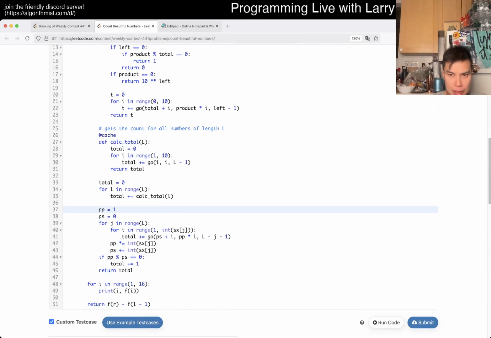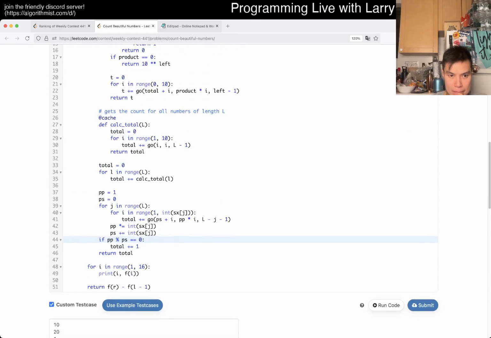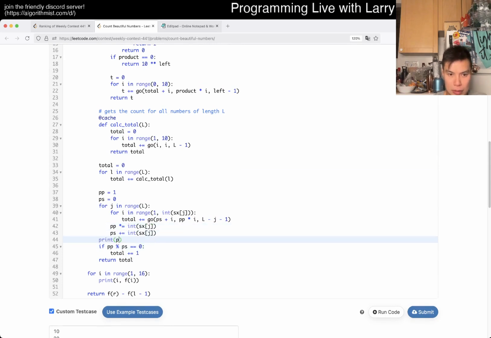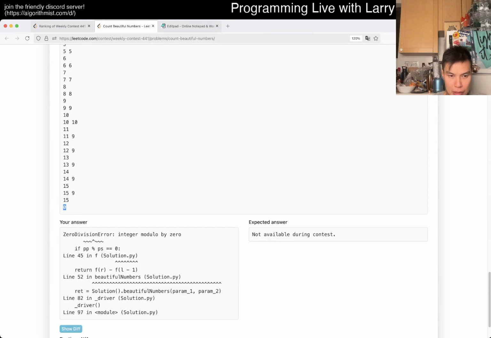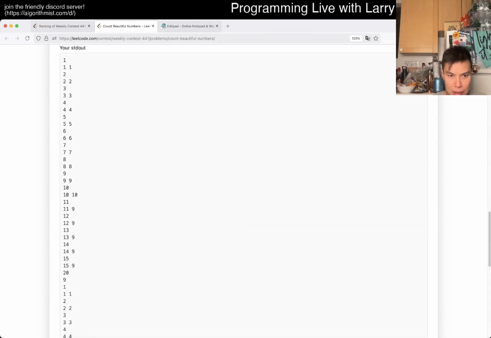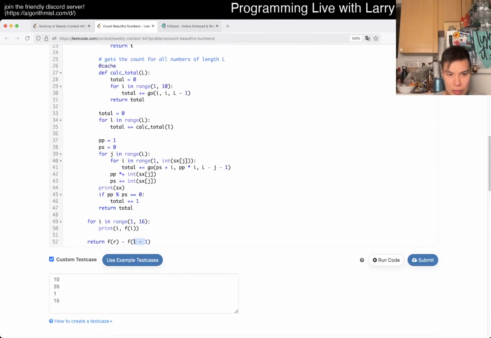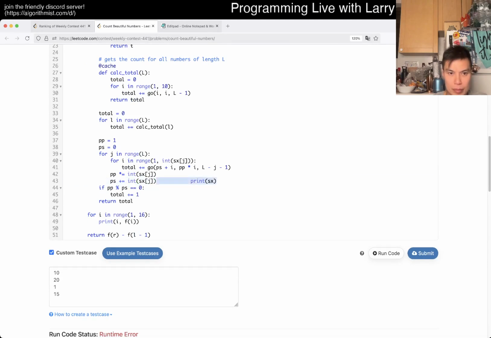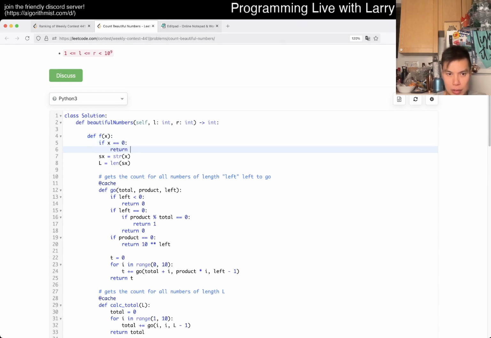P sum cannot be 0, right? Why could it be 0? That's actually weird. I mean, we do actually have a 0, but why? Oh, because the input is 0. Okay, fine. I mean, we can just, I don't know, if x is equal to 0, we just return 0. I think it's fine.